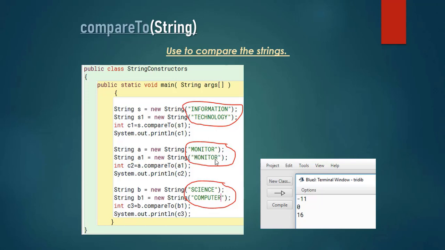Here monitor and monitor, so that's why the output is coming 0. For this first case it is coming minus, means the first string is smaller than the second one. Science and computer, the value is coming positive. In this case we can say the first string is bigger than the second one.